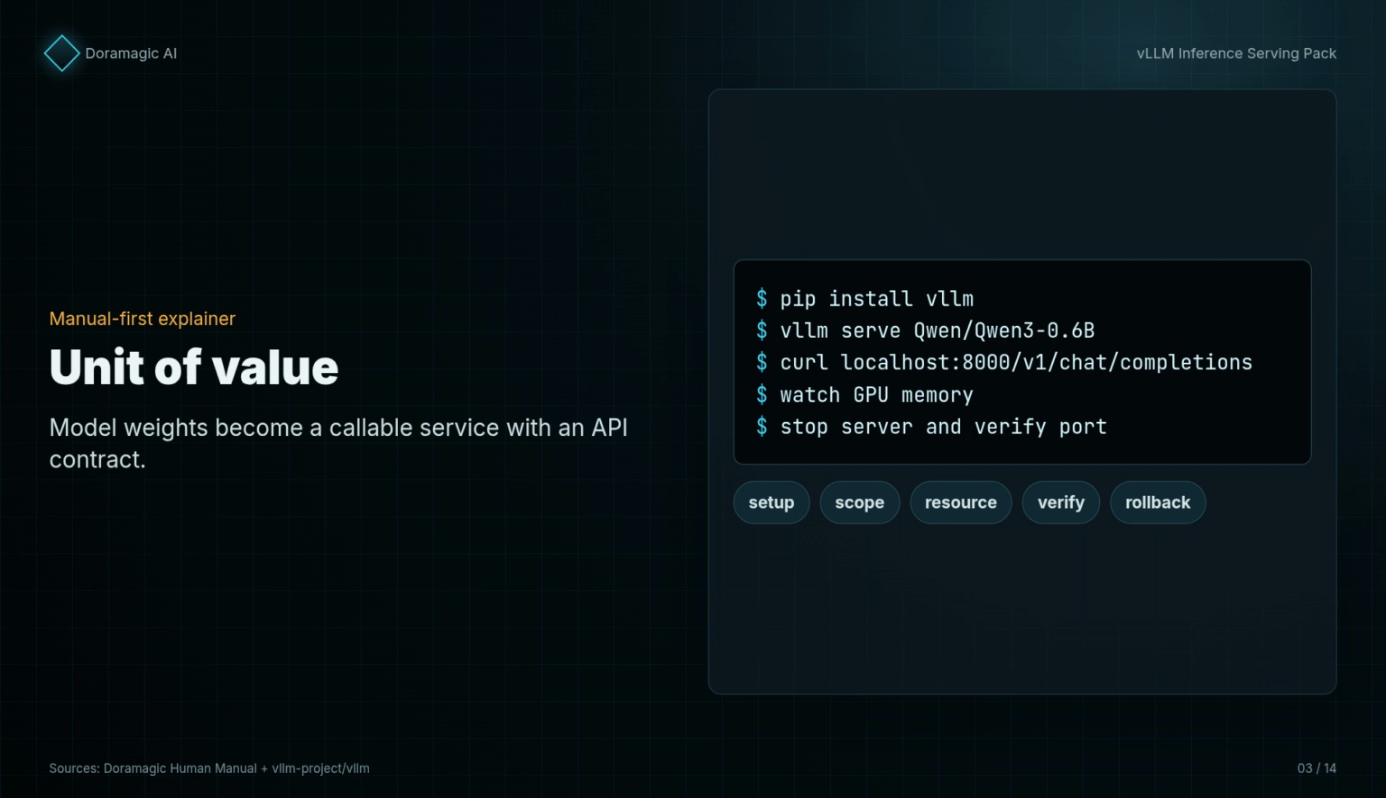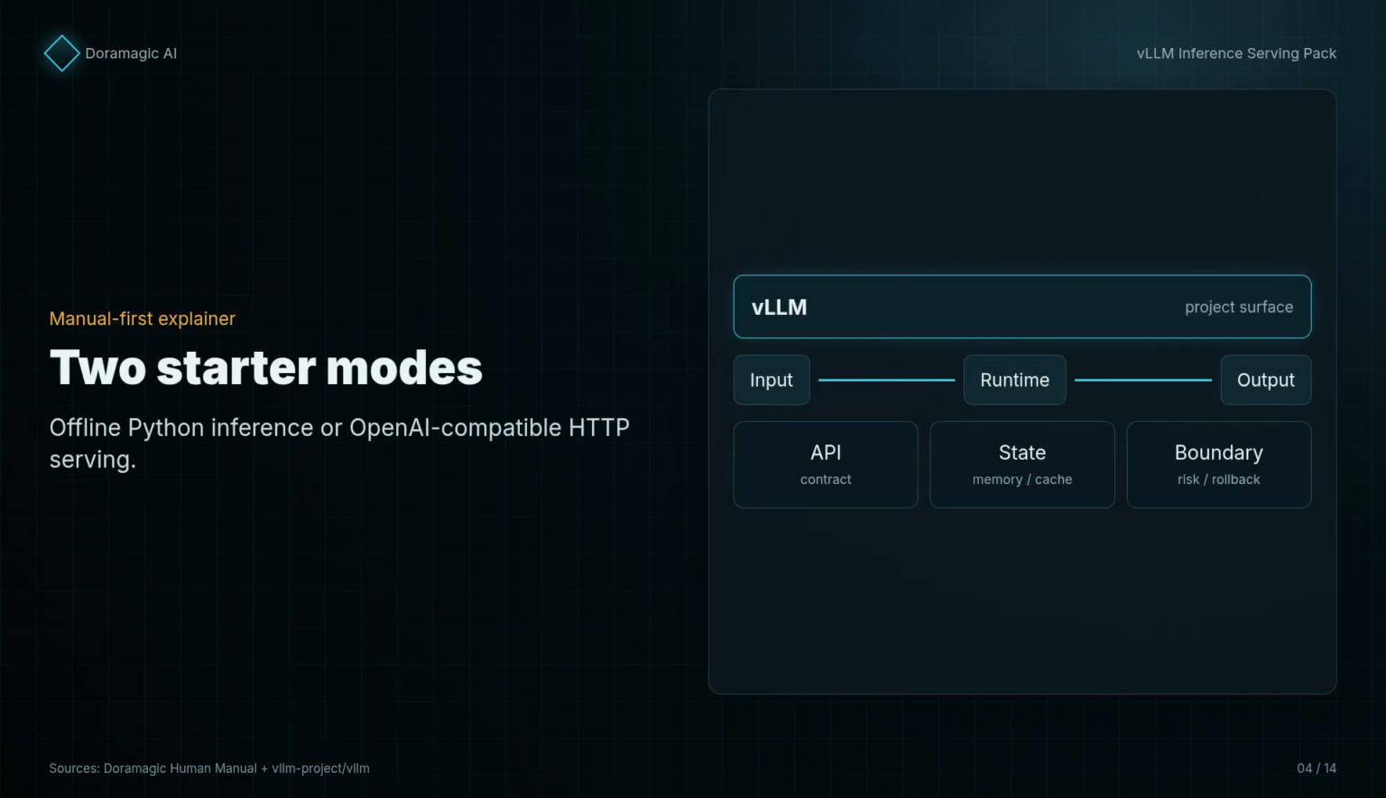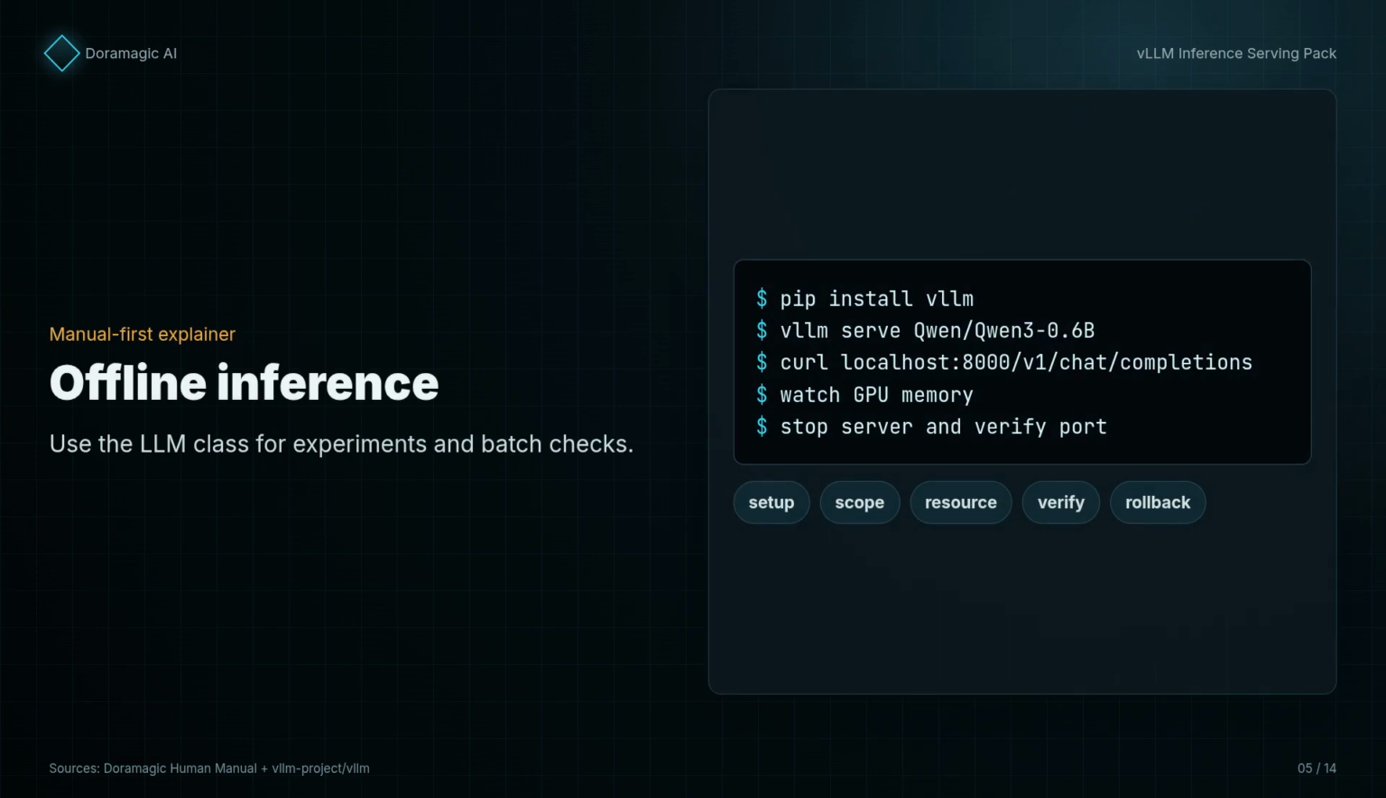Offline inference uses the LLM class inside Python. That is good for experiments, batch jobs, and checking a model path before you add a server. API server mode uses a command like vLLM serve with a model name, then accepts OpenAI-style completions and chat requests over HTTP. The manual also points to the architecture that makes this worth studying.